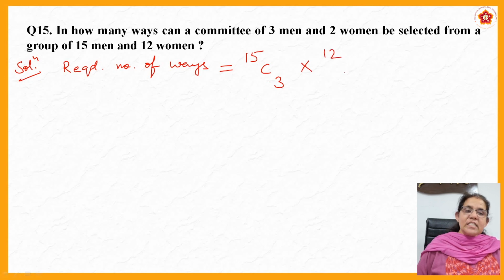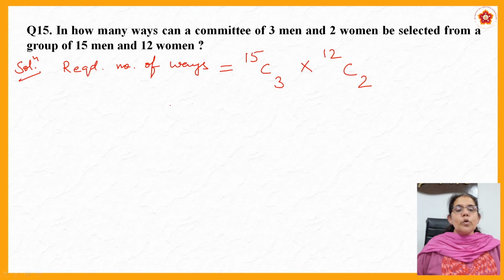So out of 15 men, we choose 3. So it will be 15C3. And out of 12 women, we choose 2 women. So it would be 12C2. Now solve it. 15C3 multiplied by 12C2.